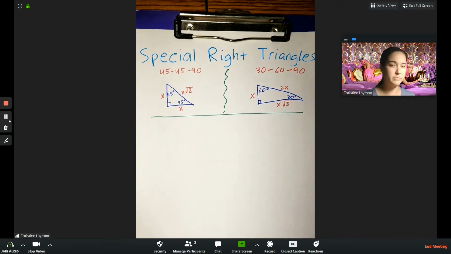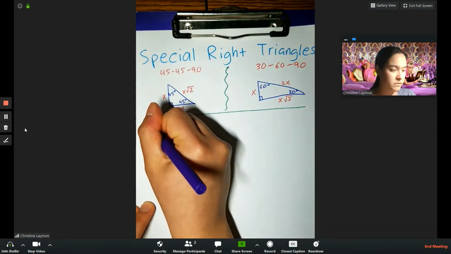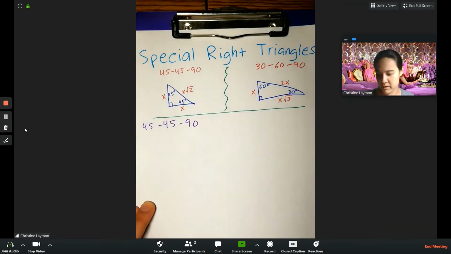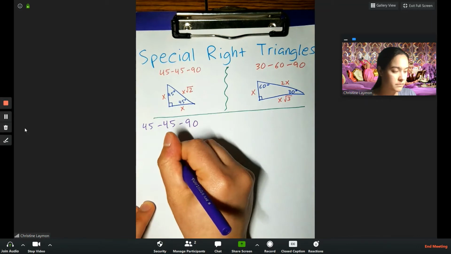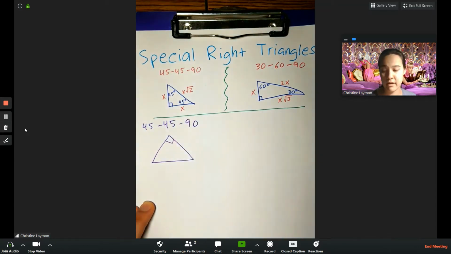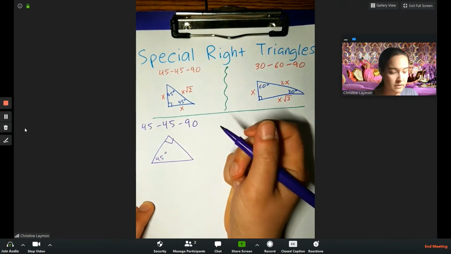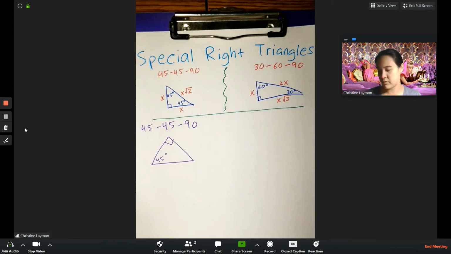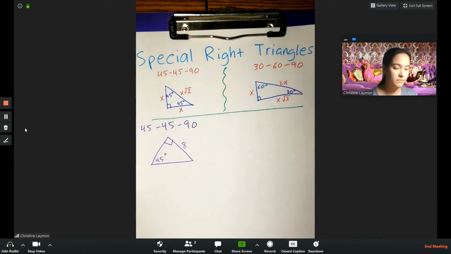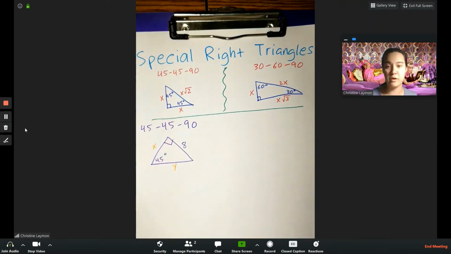Okay, so let's take a look at some examples of 45, 45, 90. So let me get us lined up here. So then these will be for 45, 45, 90. Here's going to be my first one. Okay, let's say this here is my right angle. Let's say I tell you this is 45 degrees. And then let me give you one other bit of information. Let's say this here is 8, and we want to find x and y.